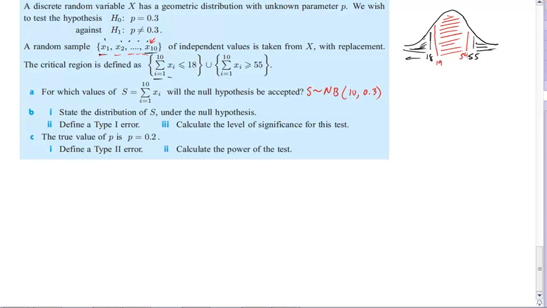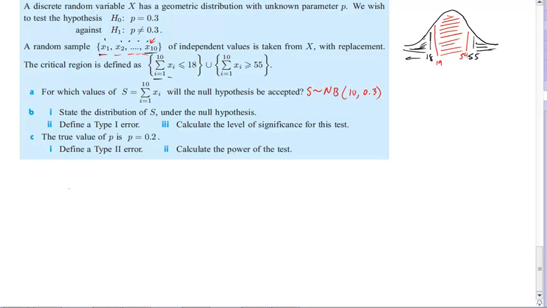It now asks us to define a type 1 error. Okay, well, that's not so bad because a type 1 error is, of course, when we reject the hypothesis when it's actually true. Okay, well, looking at our distribution, anything under this distribution could represent a true null hypothesis, but we are going to reject it if it's equal to or below 18 and equal to or above 55.